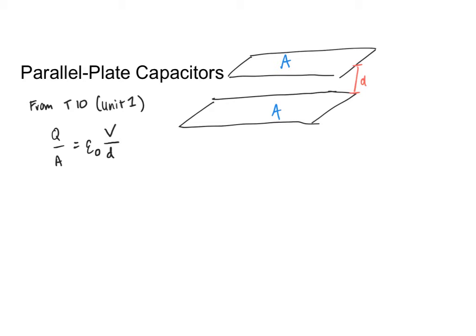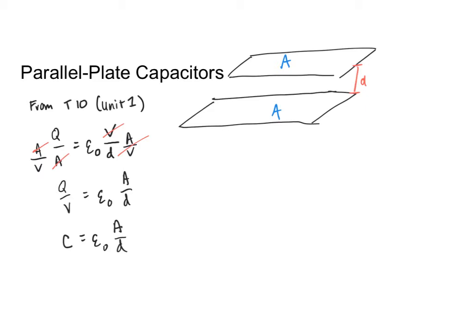So what I would like to do is rearrange this. I'm going to multiply both sides by A and divide both sides by V. So my A's on the left side will cancel and my V's on the right side will cancel. And what that will give me is that Q over V is equal to epsilon naught times A over D, or, as I know from the equation earlier in this video, capacitance for, again, parallel plates only, is equal to epsilon naught times A over D.